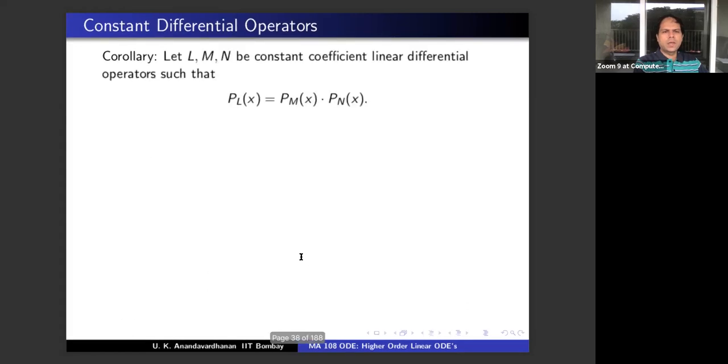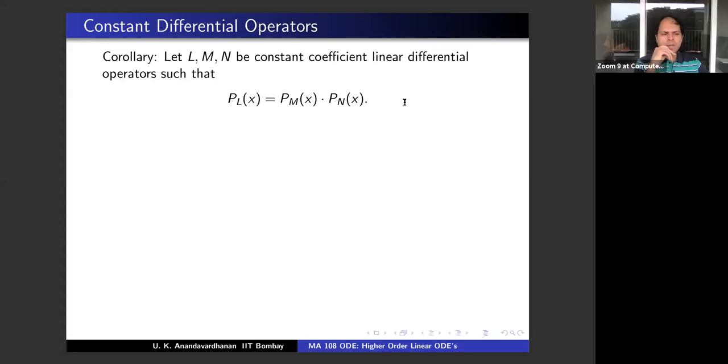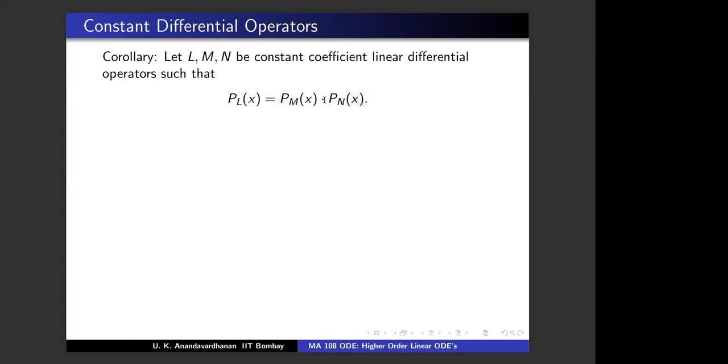Okay. A corollary is if you have three constant coefficient linear differential operators, and suppose the characteristic polynomial of L is the product of the characteristic polynomials of the other two. What can you conclude? Can one of you tell me? What can you conclude from this about L and M and N? L equal to MN. And what is the meaning of MN once again? What is the meaning of PM times PN? What is this dot here, the central dot?